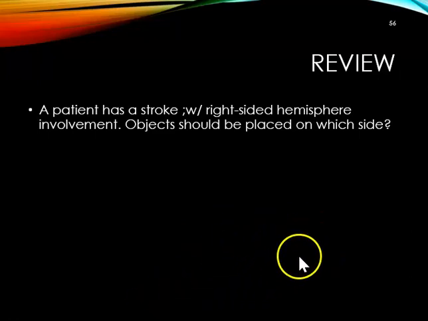Your patient has a stroke with the right side hemisphere involvement. Objects should be placed on what side? So if they're right side hemisphere involvement, which side of their body is not able to move? In this case, we would have a contralateral effect. So it would be their left side that would not be able to move. So if we're giving them their call-light, what hand or what side would we put that on? We would put it on the right side. Same thing with anything they need to access. So you would put their bedside table on their right side.